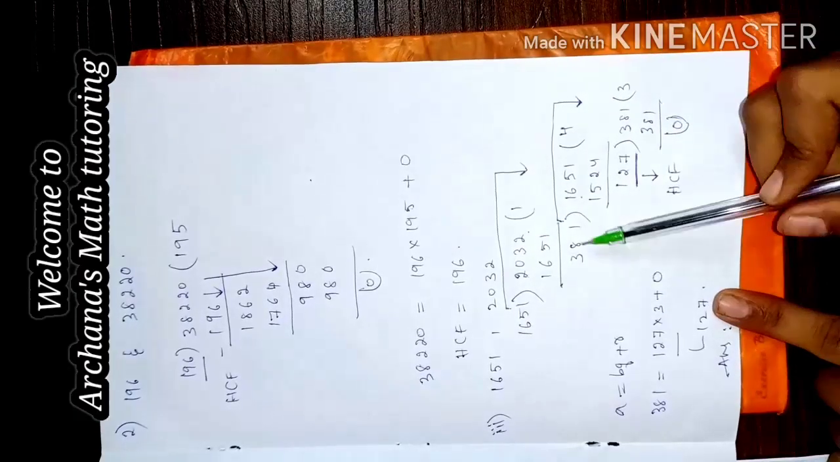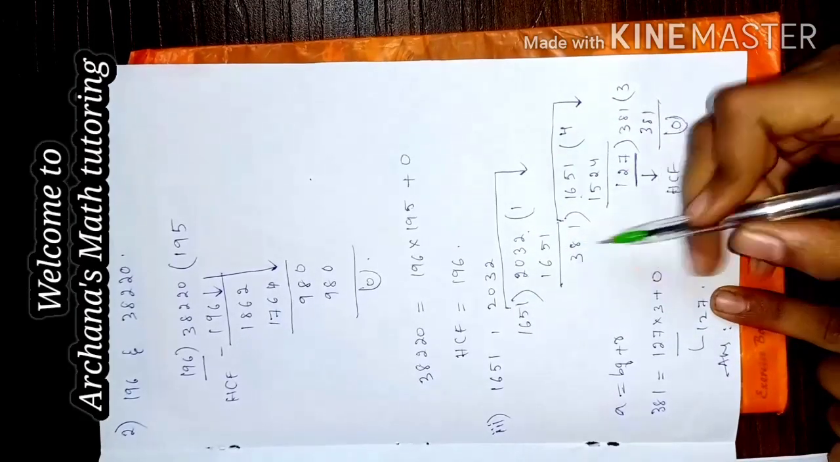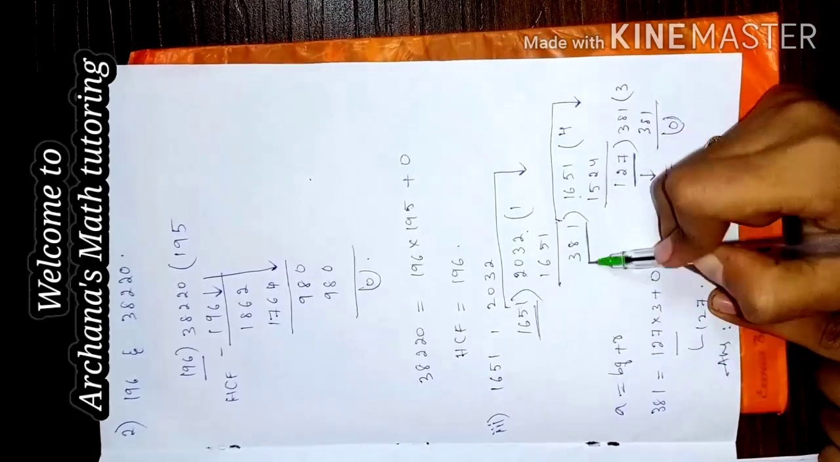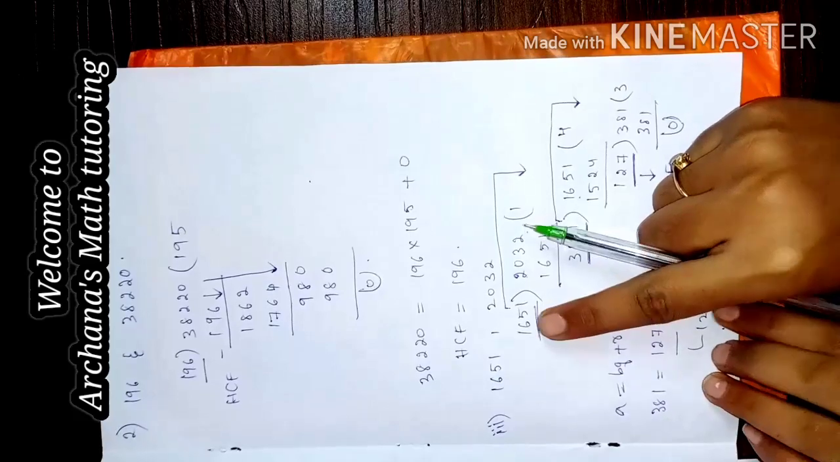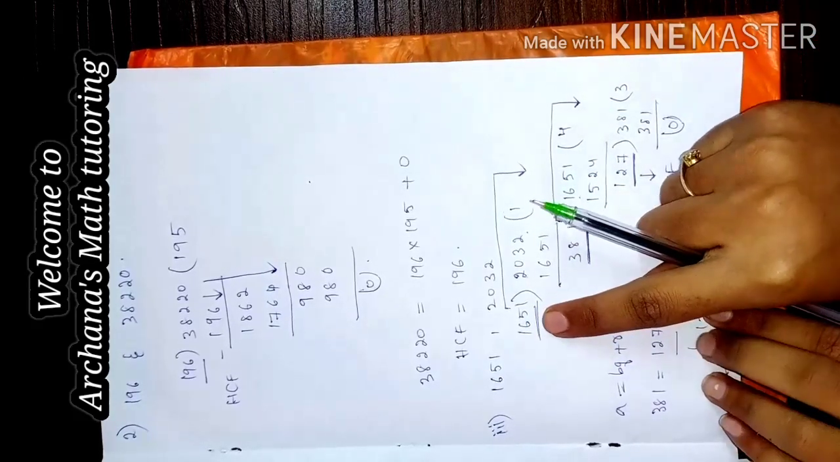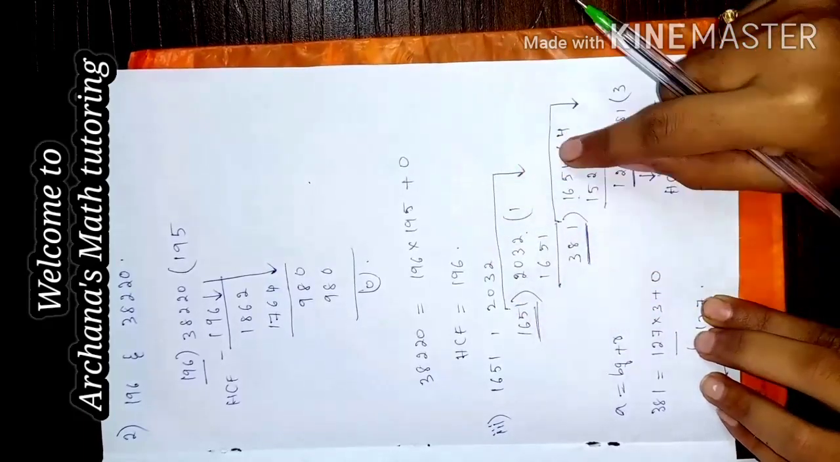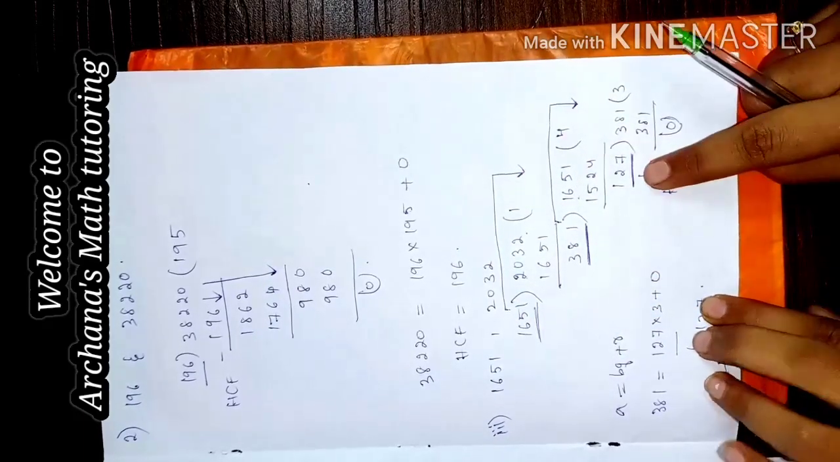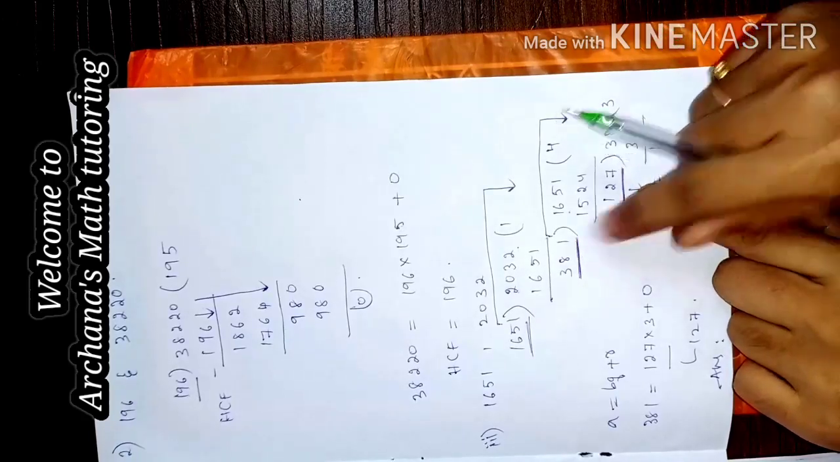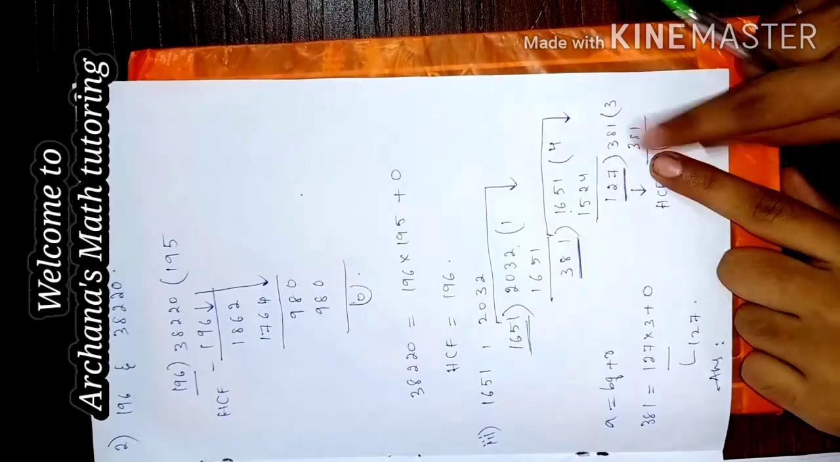If you didn't understand when to get this down, always remember that 1651 is the larger value and 381 is the smaller value. So you can't divide 381. We can't get 381 in the table of 1651. So we have to get the 1651 down. Again here the remainder is 127. You can't get 127 in the 381 table. Then you have to get this 381 down.